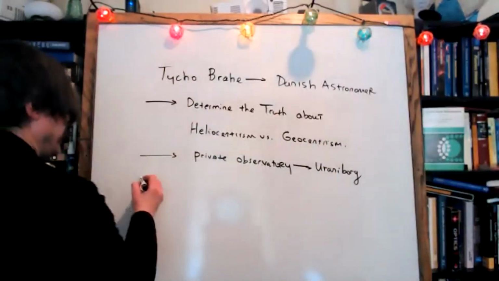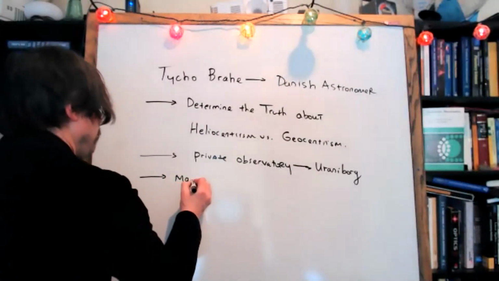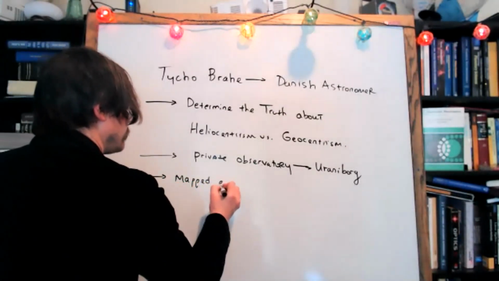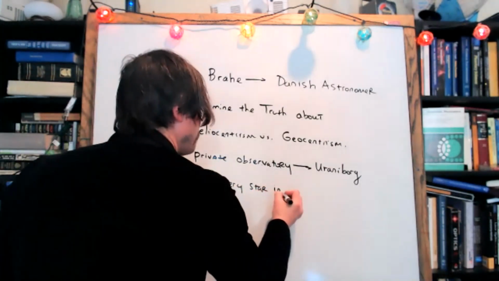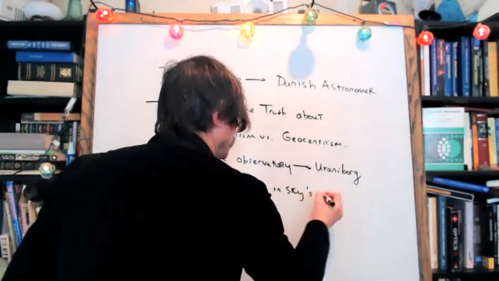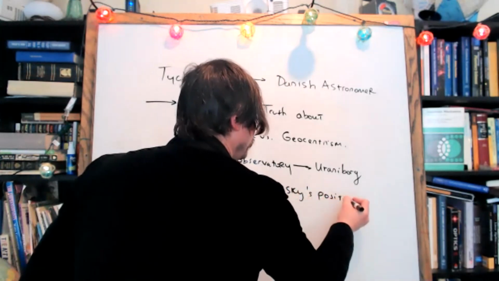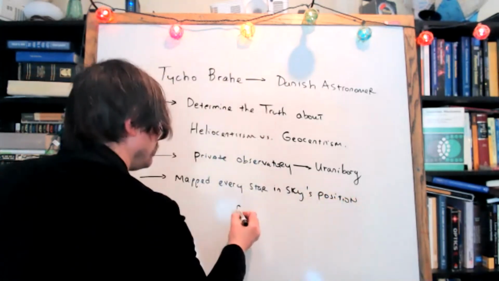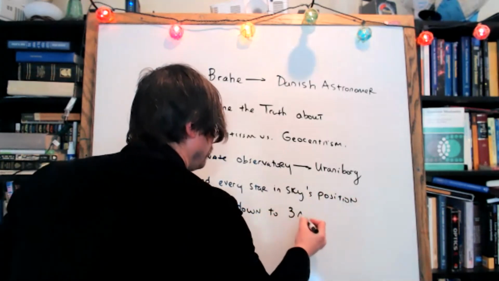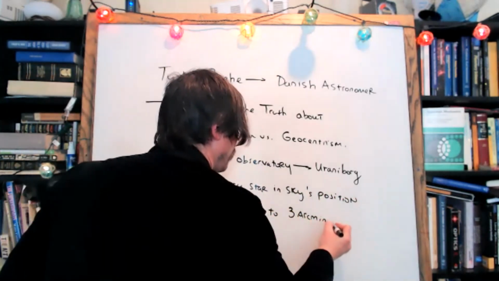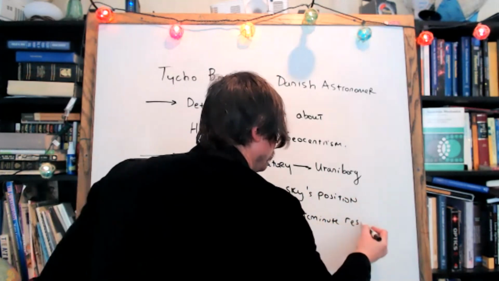And when he went there, the whole idea that Tycho Brahe had was to very, very carefully map every single star in the sky down to a positional resolution of 3 minutes of arc. So here's another key idea. He mapped every star in the sky, every star's position, down to a 3 arc minute resolution.